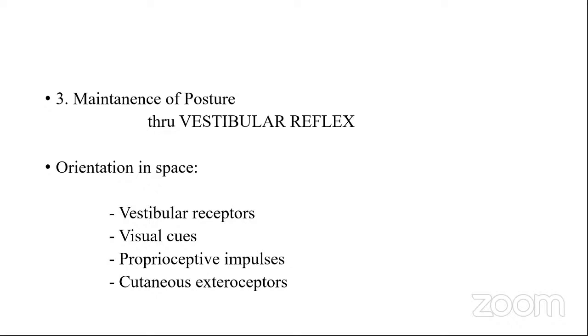So the vestibular receptors also have an important role in perceiving orientation of the body in space. Then maintenance of posture is mainly through vestibular reflex. The semicircular canals, utricle and saccule have an important role in the maintenance of tone and equilibrium.